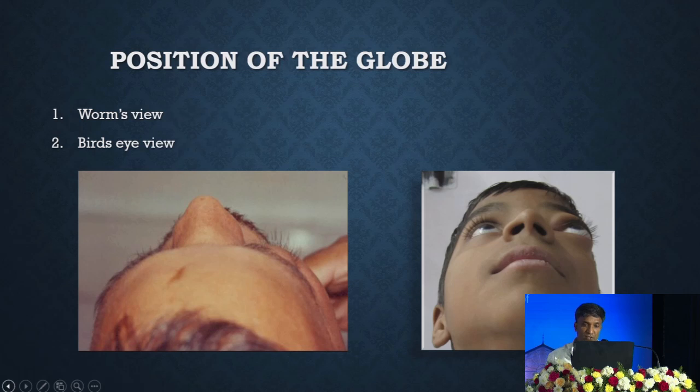That is a worm's eye view, where you ask the patient to elevate the chin, look up. You compare the corneas of both the eyes. If there is any proptosis, you can make out. Similarly, you stand behind the patient, ask the patient to look forward, and if you are able to see the cornea on one side, then there is a proptosis. That is known as a bird's eye view.